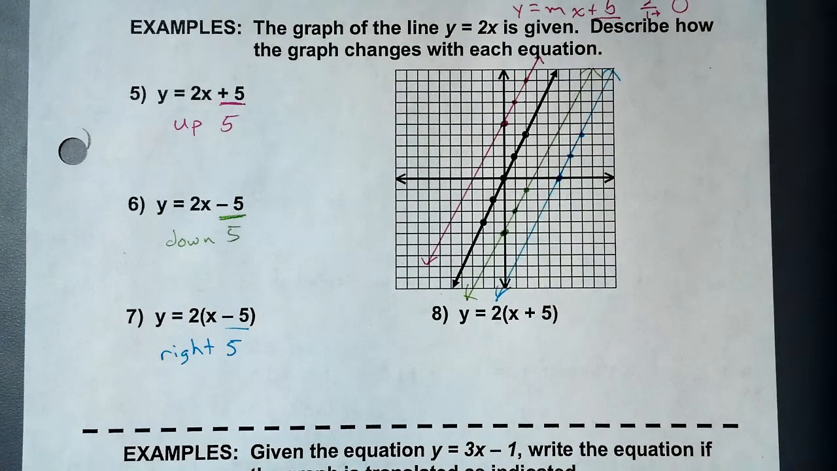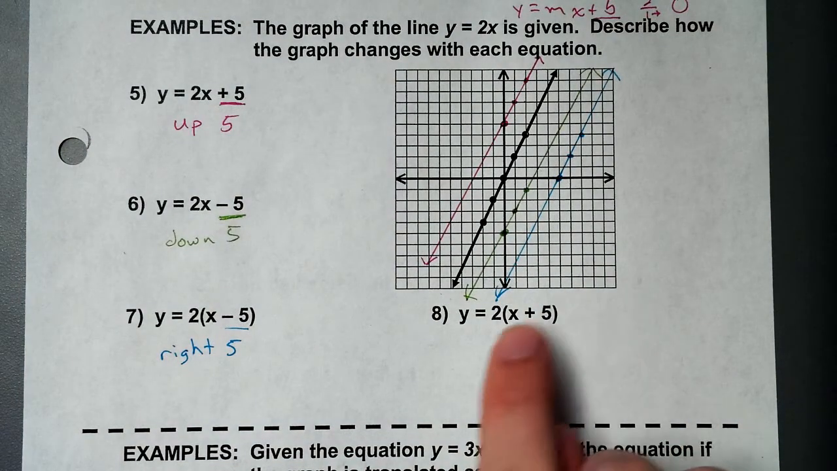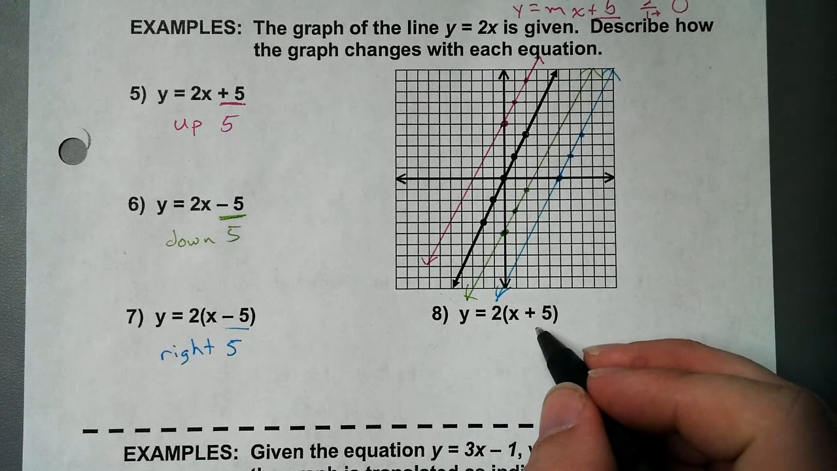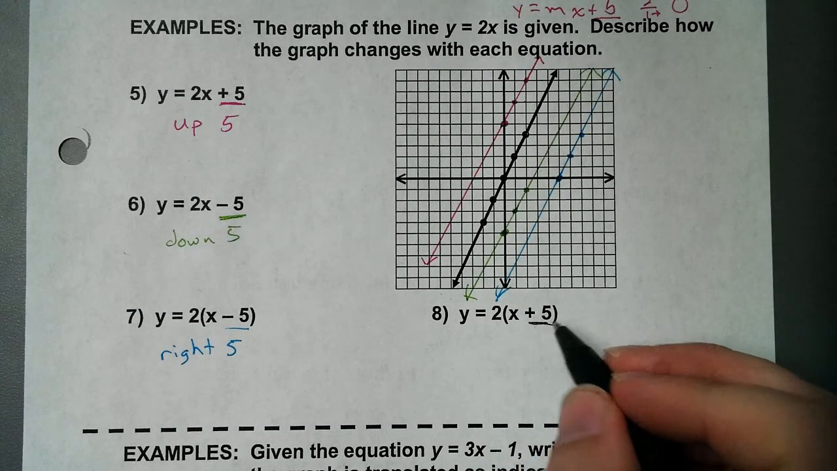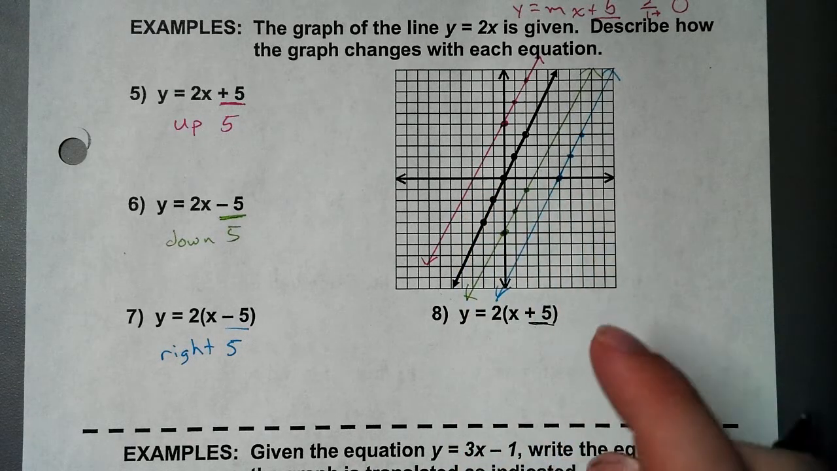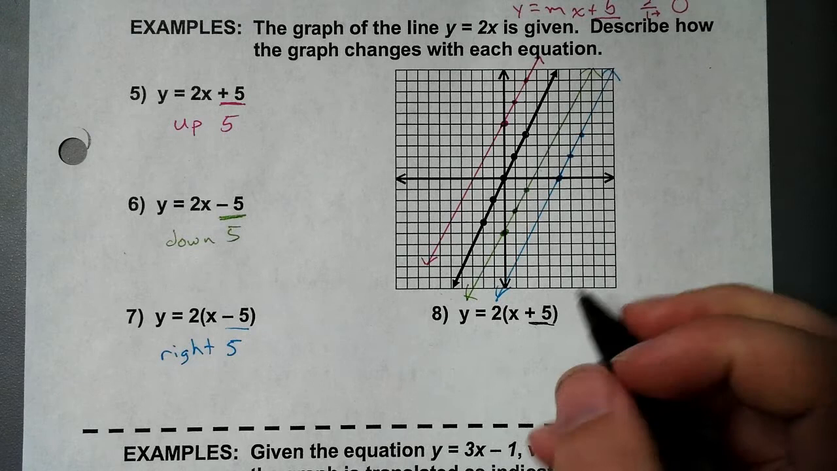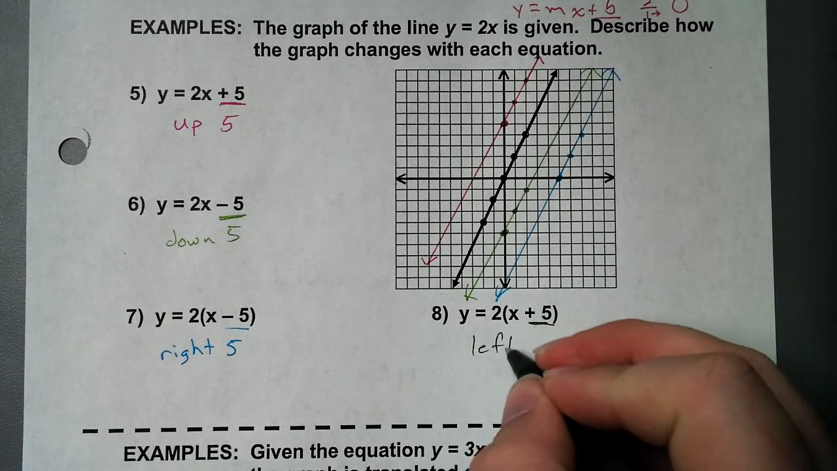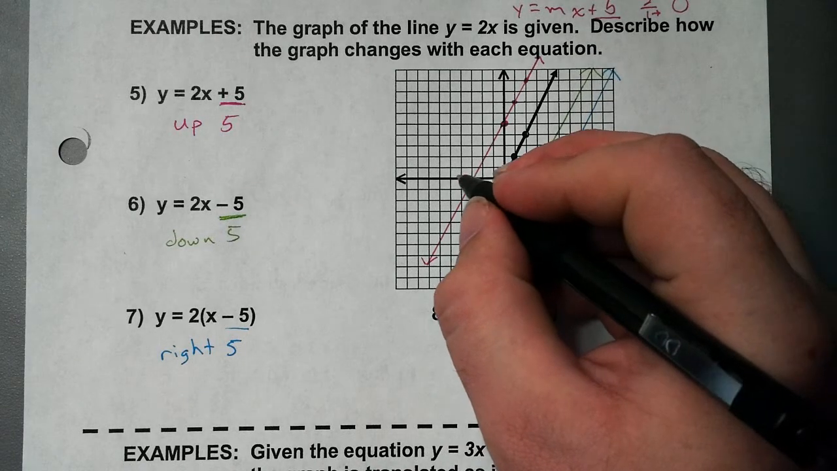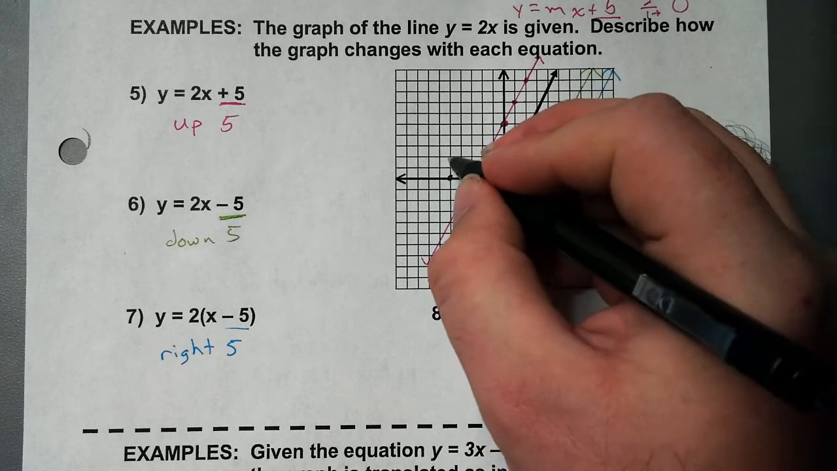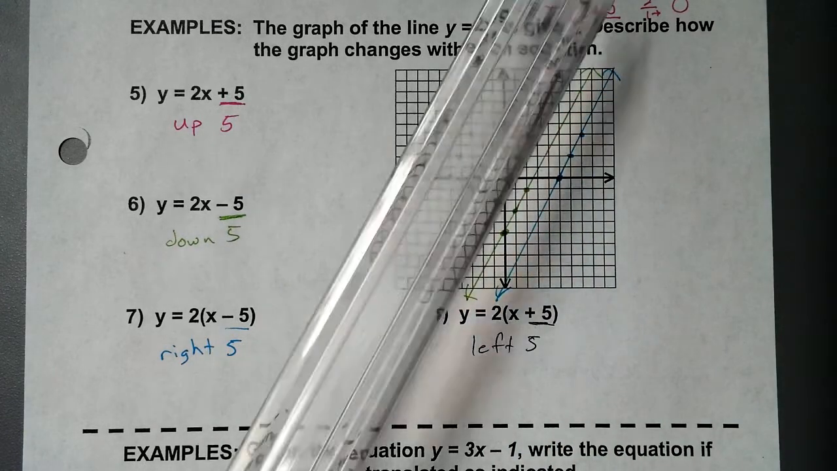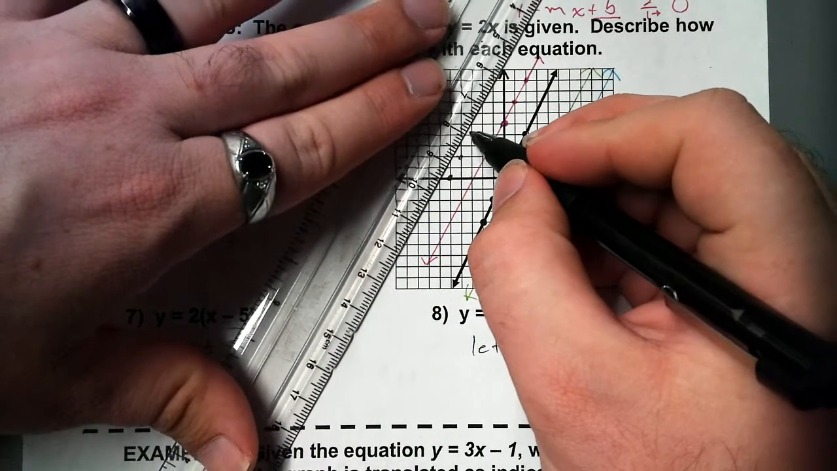Okay, our last example on here, y equals 2 parentheses x plus 5. This is in parentheses, it's just in the x. It says plus 5. But remember, x lies, so instead of going 5 to the right, we're going to go 5 to the left. So 1, 2, 3, 4, 5, and then up 2 over 1, up 2 over 1. There we go. So now we have 5 lines.